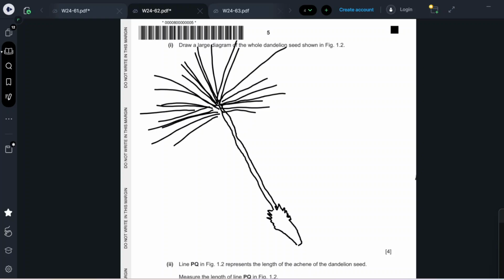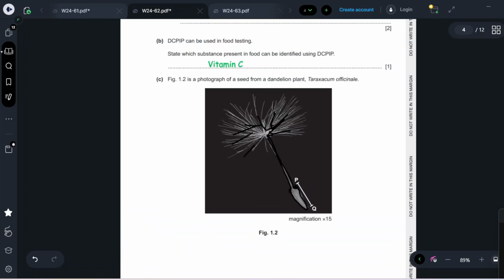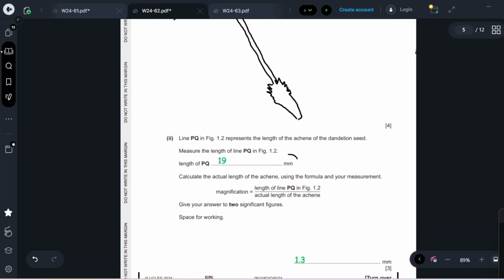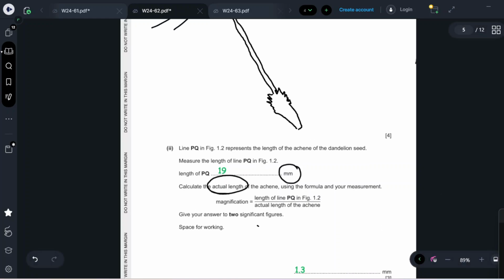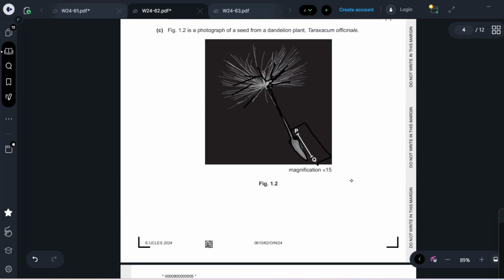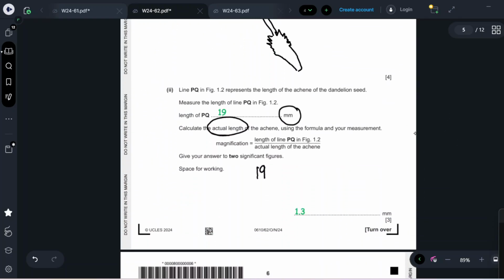After the drawing, measure the line PQ. Measure the line PQ using your ruler, convert it to millimeter, calculate the actual length. Image over magnification, 19 over the magnification, which is 15 over 15. This is the actual length, 1.3 millimeter. Two significant figures.